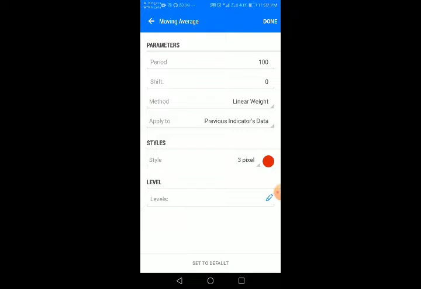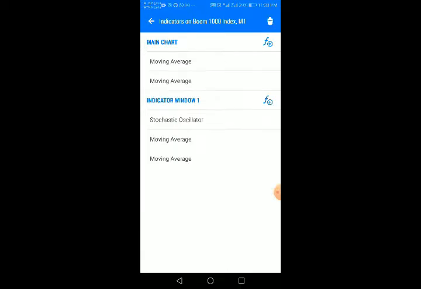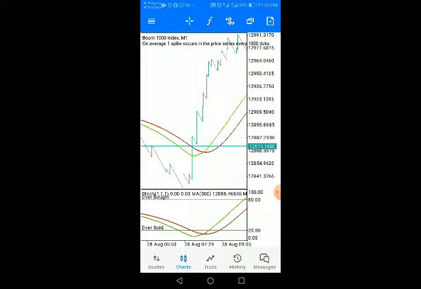Second one is period 100, shift 0, method linear weighted, applied to previous indicator's data. Okay, then style 3 pixel, then red. So that's the first two MAs you're seeing on the chart.